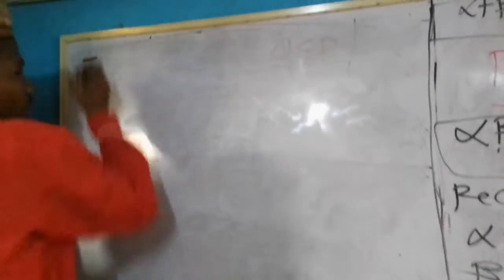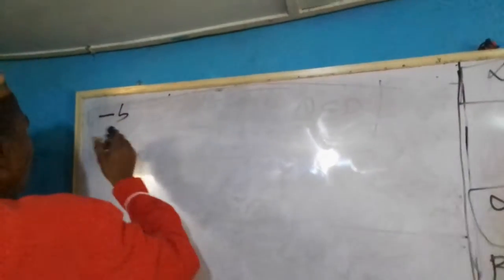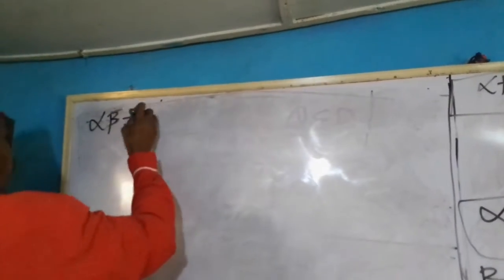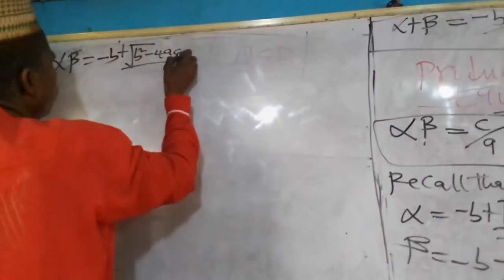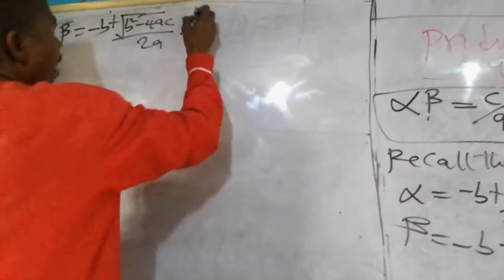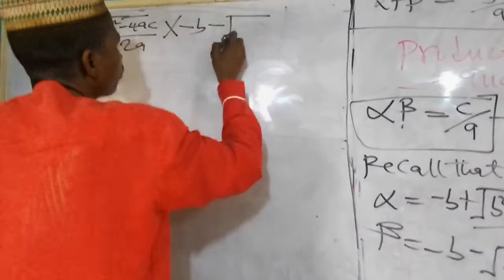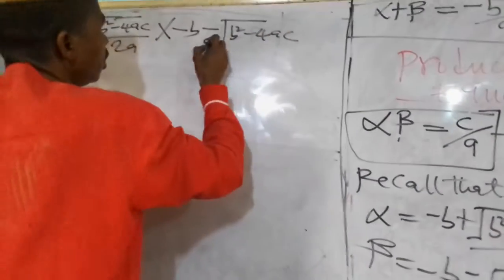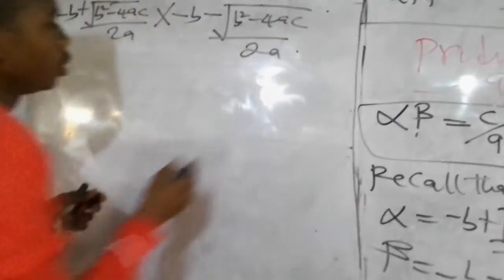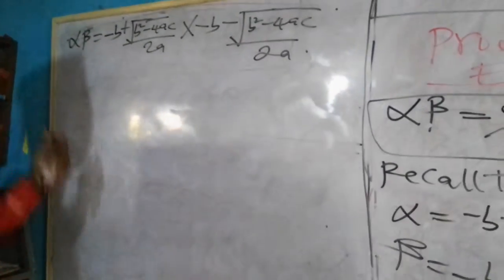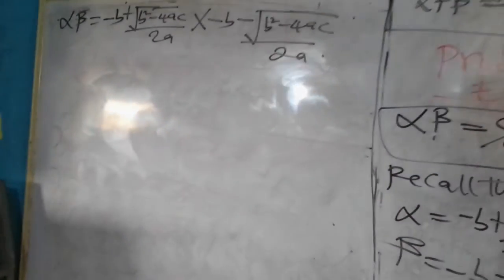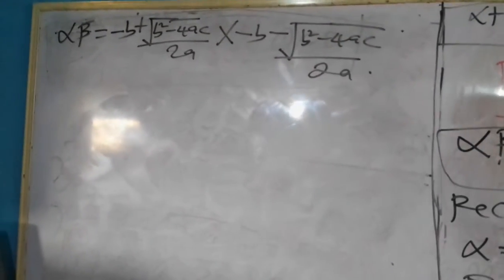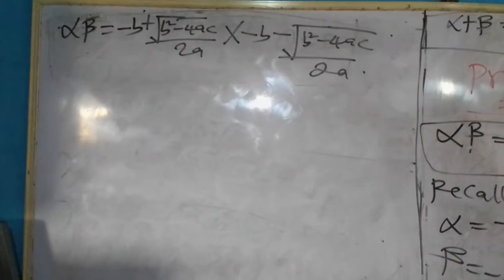In this case, we have alpha beta is equal to minus b plus square root of b squared minus 4ac all over 2a, multiplied by minus b minus the square root of b squared minus 4ac all over 2a. We have something like this. We want to multiply. In this case, we use minus b to multiply minus b, and we equally use the square root of b squared minus 4ac over 2a.